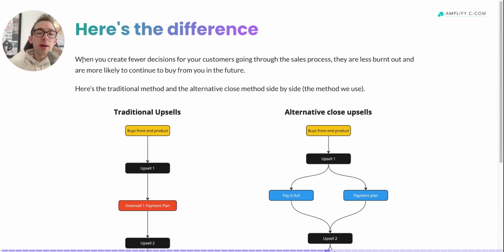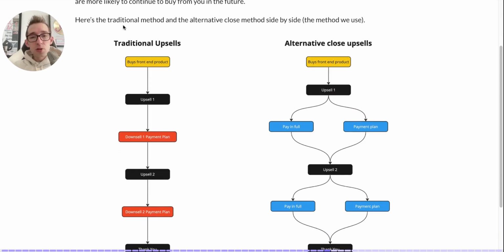So when you create fewer decisions for your customers, remember what I said about downsells? When you create fewer decisions for your customers going through the sales process, they're less burnt out and they're going to be more likely to continue to buy from you in the future. So here's the traditional method and the alternative close method side by side.